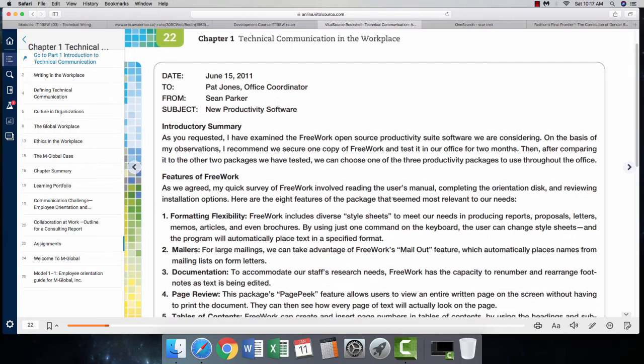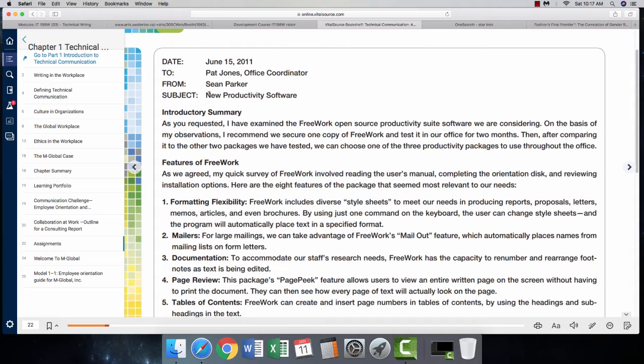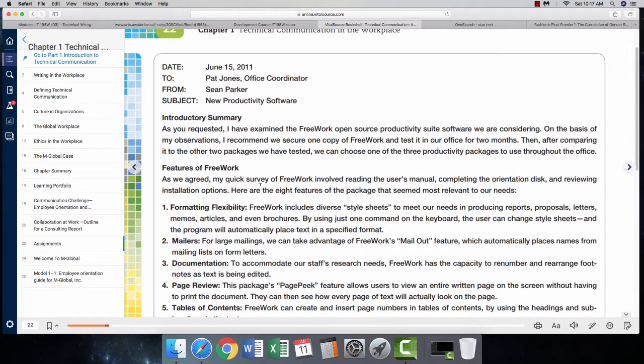But often you have, for example, this on page 22 of your book. It's an example of a memo, right? It's got the date, to, from, subject line, introductory summary, features of FreeWork, and the conclusion. And this is a basic kind of structure that you can expect to see really in all technical writing. The notion of beginning, middle, and end, introduction, body, and conclusion, it's right here, and that is pretty much the same as what you're accustomed to writing for your college essays.